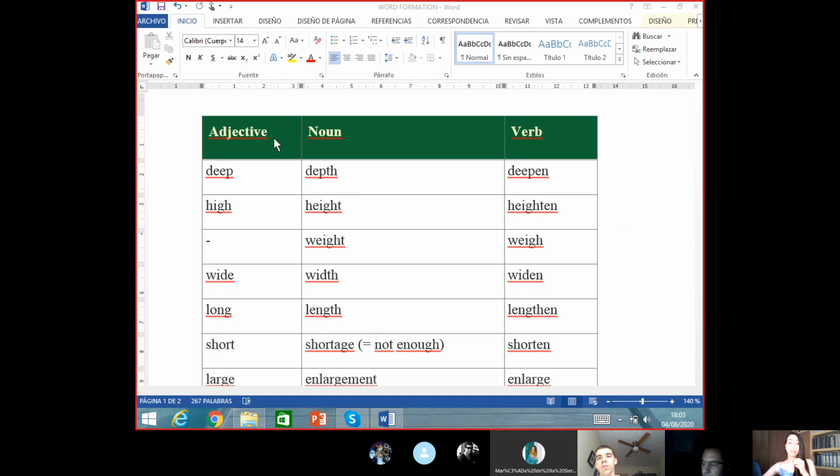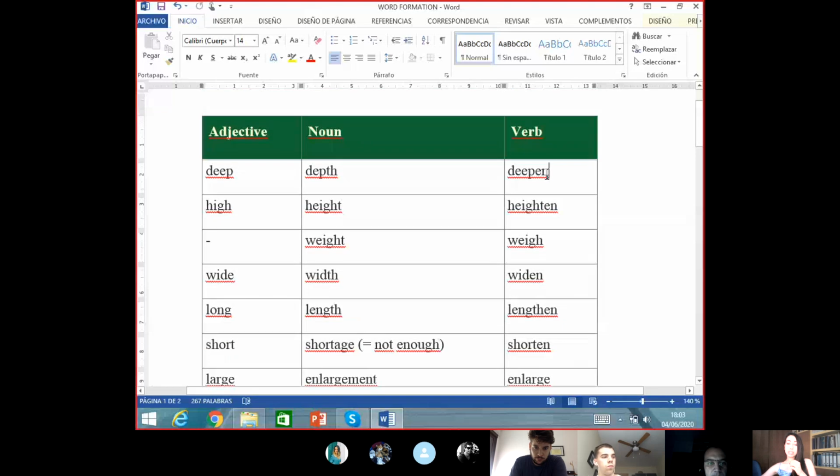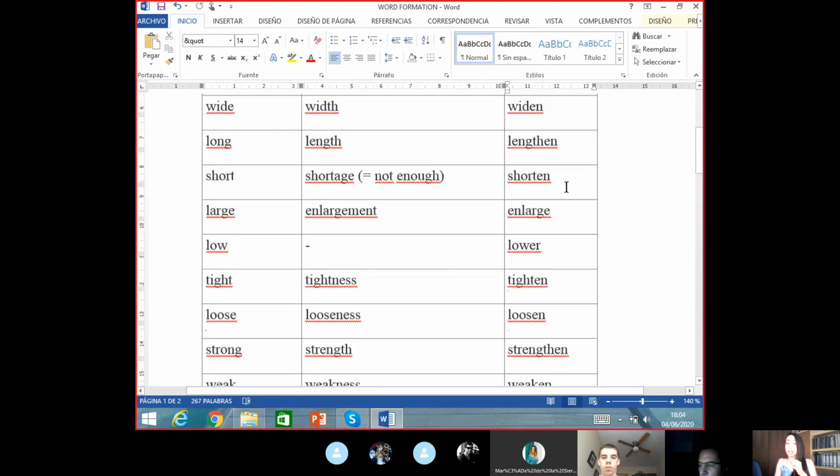Okay, so we've got 3 columns: adjective, noun, and verb, guys. And you have to learn these by heart. Why? Because they don't follow the normal rules for forming the noun or the verb. Normally, when forming nouns, you have -ship or -ness: happy, happiness, friendship. Normally you have that, but these are irregular cases. And then the verbs you see are going to end with -en. This is because they have a Germanic origin, so they are all regular.